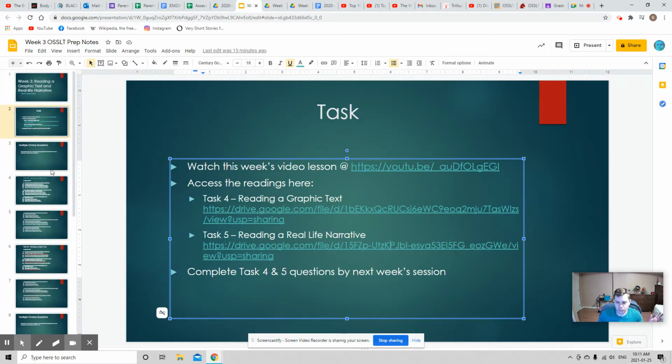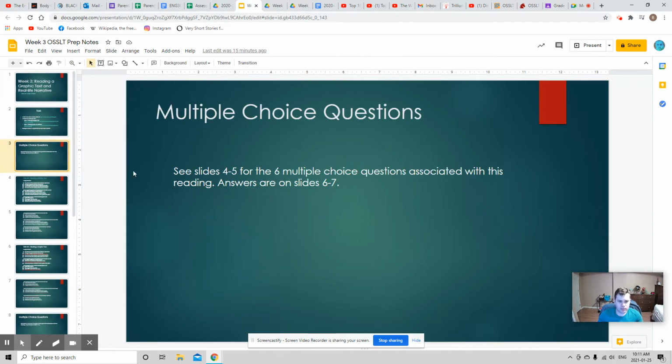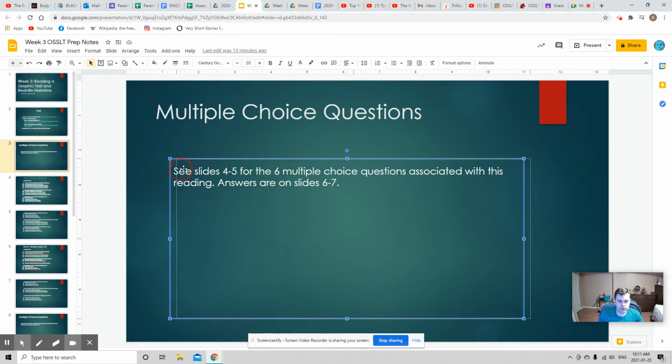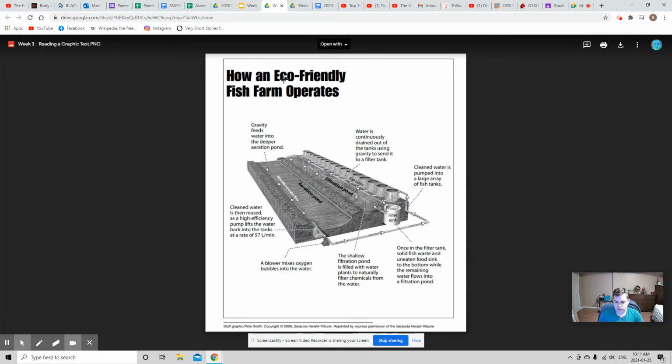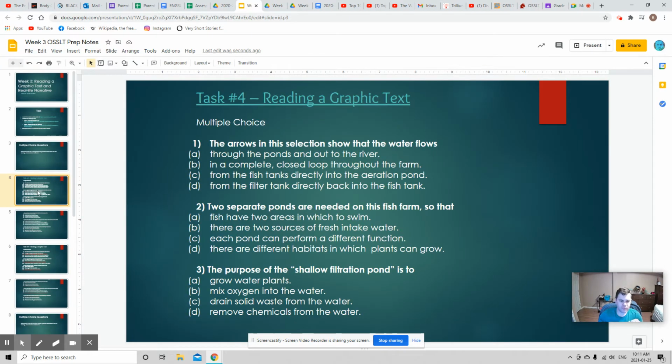So for each type of reading, I've included some multiple choice questions. The instructions are right here. So your graphic text will look like this. It's mostly picture with just a few sentences. So what I would recommend is read the questions first.